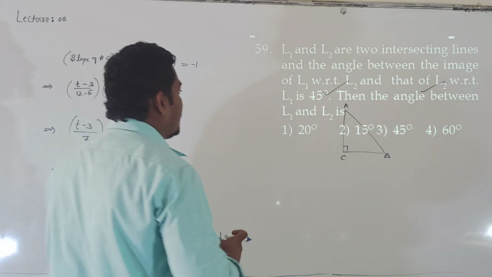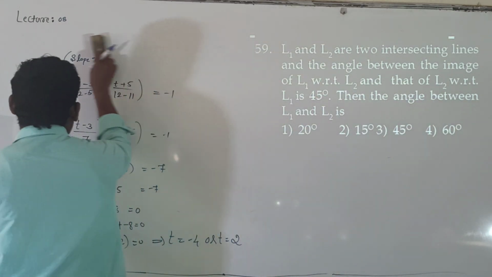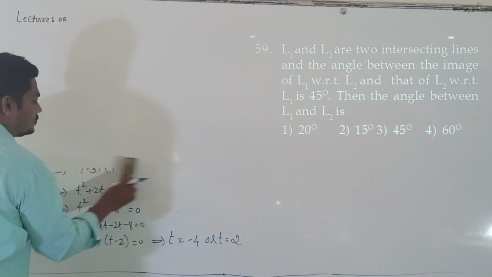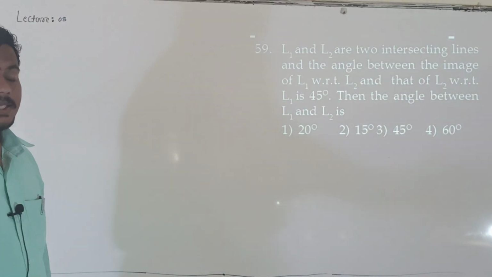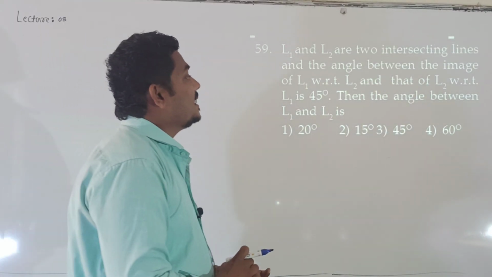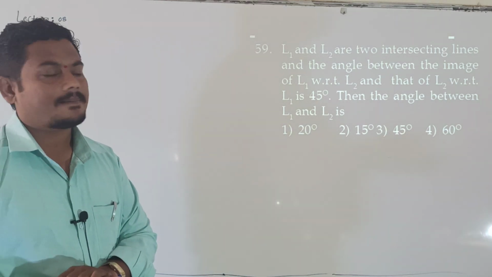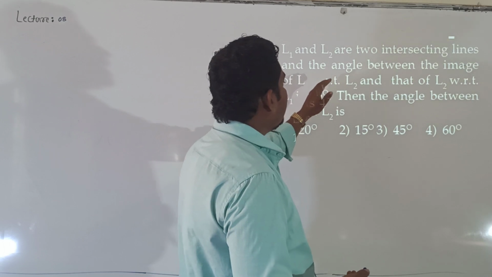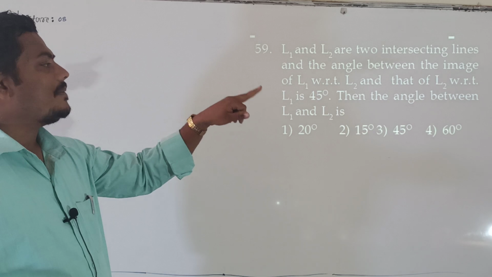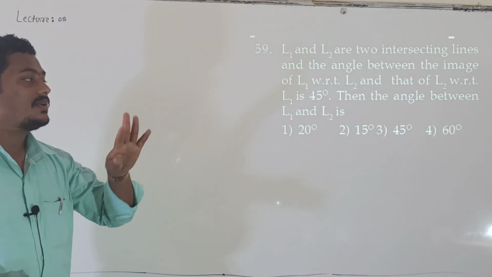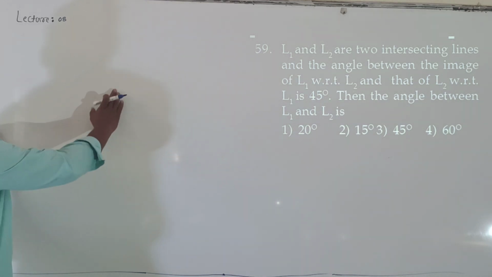Next, question number 59. L1 and L2 are two intersecting lines. Both are intersecting lines. They are meeting. The angle between the image of L1 with respect to L2 and that of L2 with respect to L1 is 45 degrees. Then the angle between the two lines L1 and L2 is?